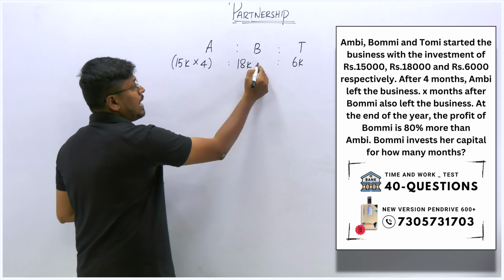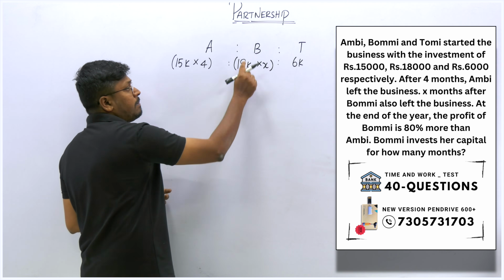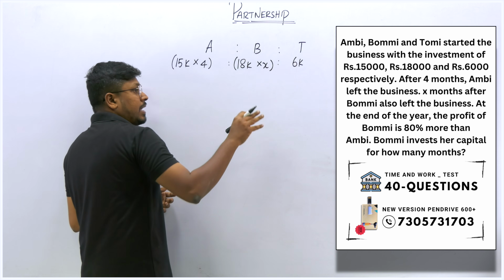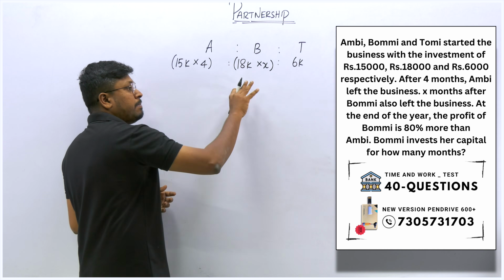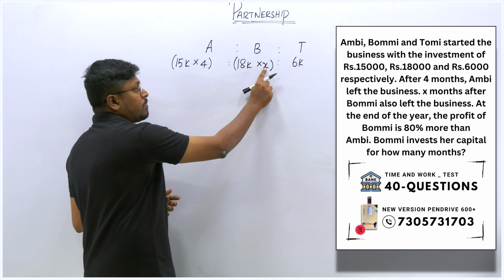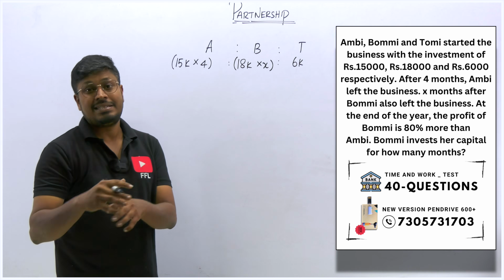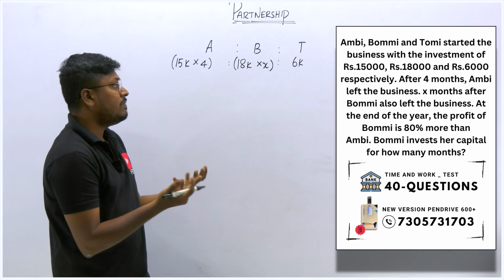So what we can do is 18,000 into X, because we don't know how many months B was in the business. If they had mentioned when person B left the business, we could find the value of X. But this value X itself is unknown, because they are saying that person B left the business at some point of time. So that value we don't know, right?